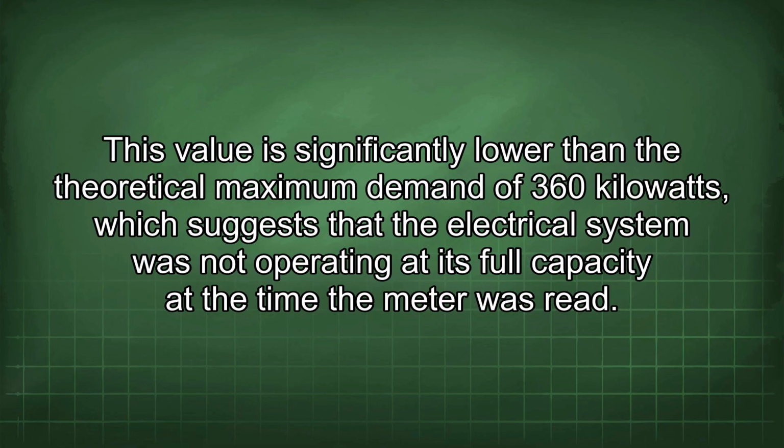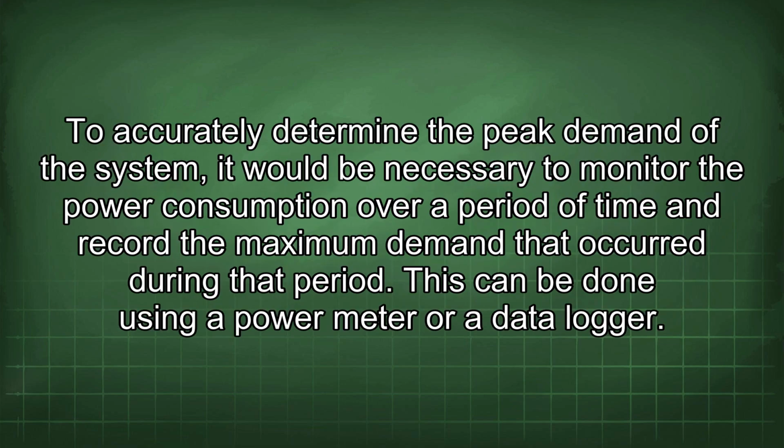This value is significantly lower than the theoretical maximum demand of 360 kilowatts, which suggests that the electrical system was not operating at its full capacity at the time the meter was read. To accurately determine the peak demand of the system, it would be necessary to monitor the power consumption over a period of time and record the maximum demand that occurred during that period. This can be done using a power meter or a data logger.